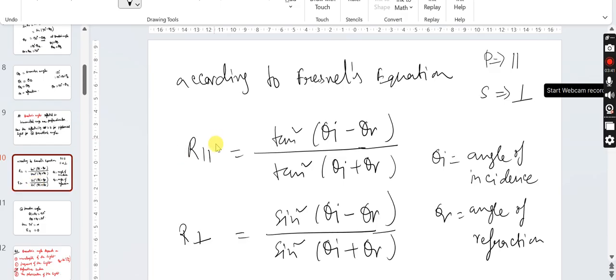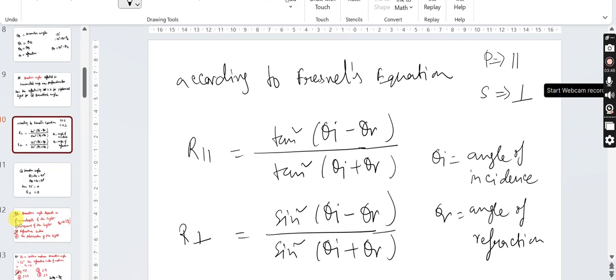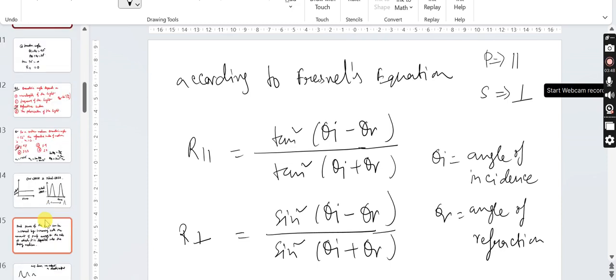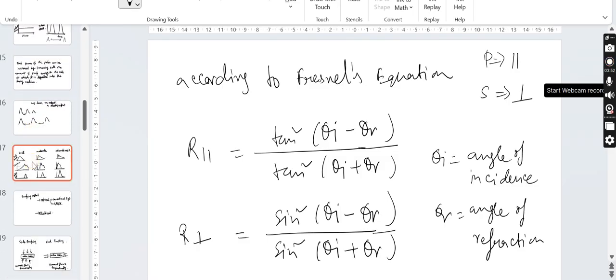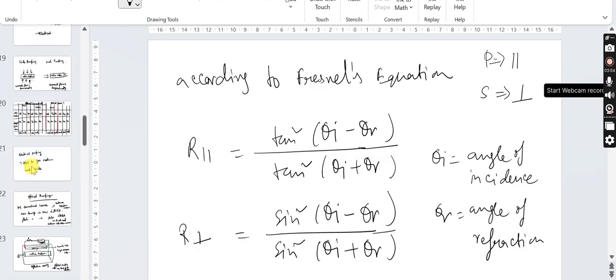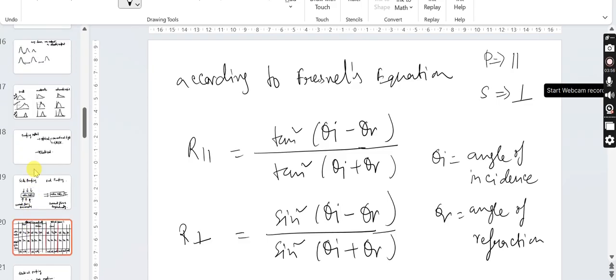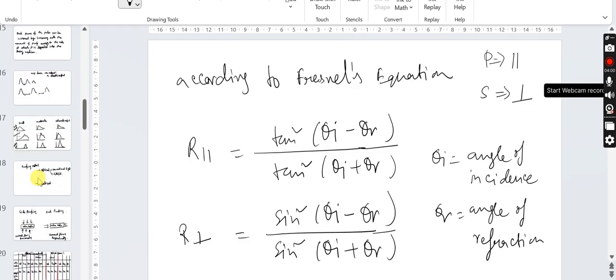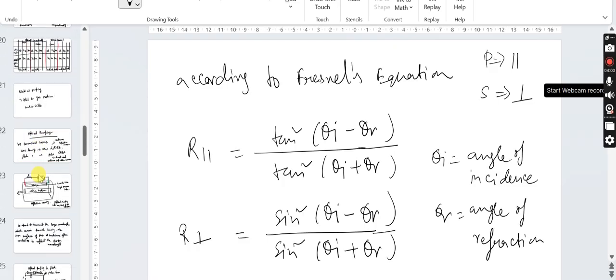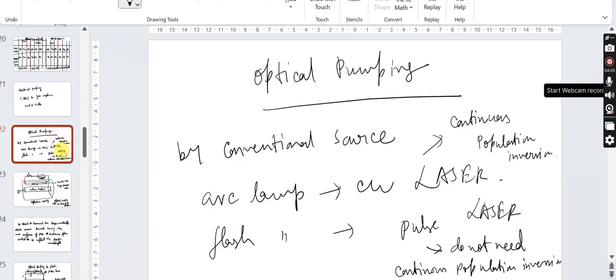So we can see how that turns to zero from Fresnel's equations, and I have discussed two questions corresponding to Brewster's angle. We have also discussed the pulsed laser and how the CW laser works, but basically we discussed the optical pumping portion.